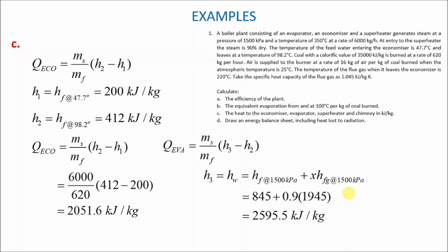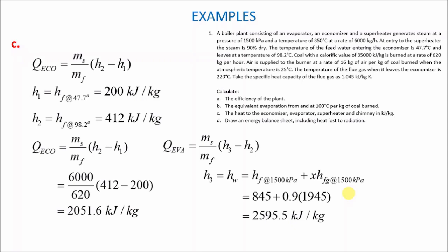H3 is an H wet, and it's equal to HF plus XHFG, okay? But in this case, what pressure are we going to use? We're going to use the pressure at the exit of the superheater. Remember I told you pressure before the superheater is equal to pressure outside of the superheater. The pressure remains constant like that in the steam plant, okay? And so you're just going to use that pressure of 1,500 kilopascals, and you will read the HF value at that pressure and also the HFG value at that pressure, okay?